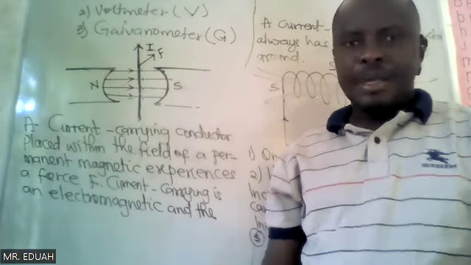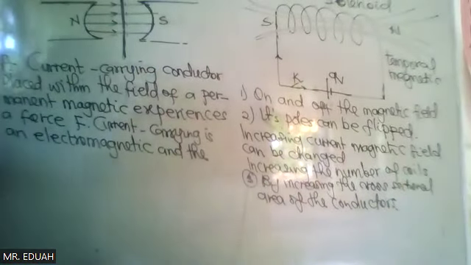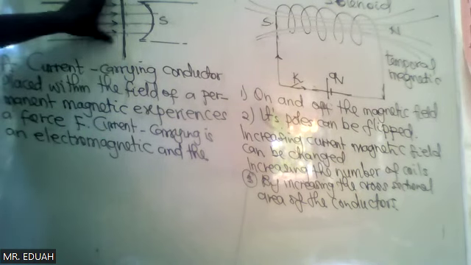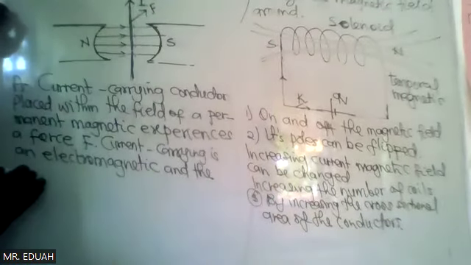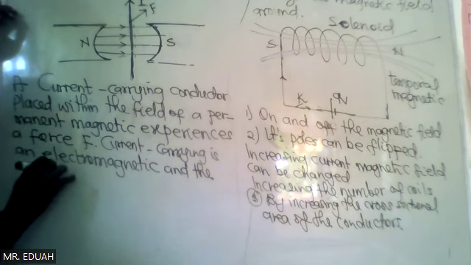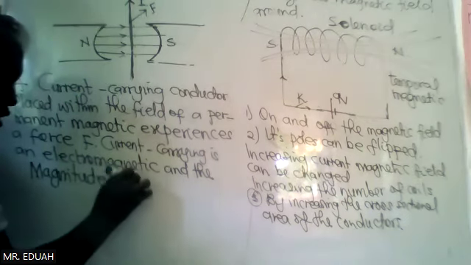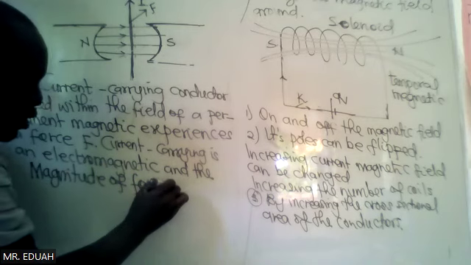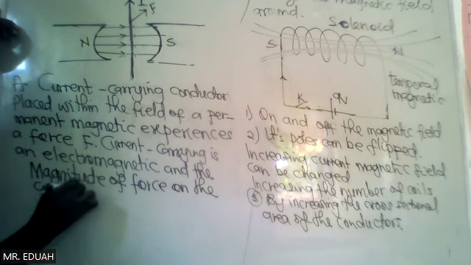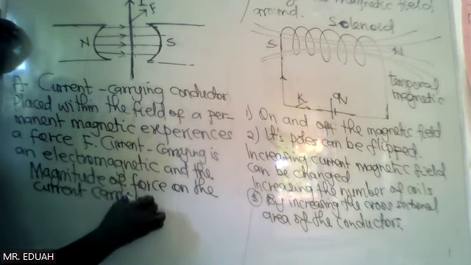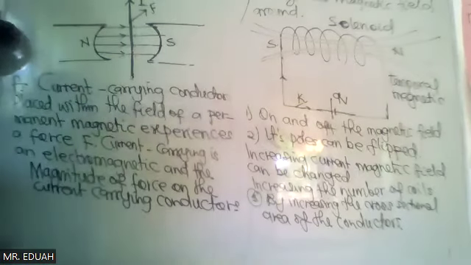All right. Now, the magnitude of the force experienced by the current carrying conductor in the field of the permanent magnet also depends on some factors. So, the magnitude of force on the current carrying conductor depends on the following.